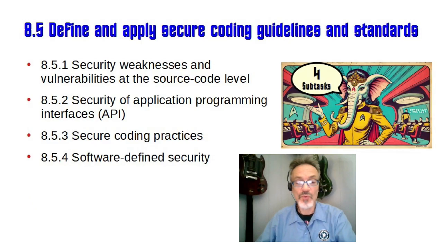All right, we have 4 subtasks here. 1. Focus on security weaknesses and vulnerabilities at the source code level. 2. The security of application program interfaces. 3. Secure coding practices. And 4. Software-defined security. Each of these subtasks is crucial for understanding how to implement and maintain secure coding standards.